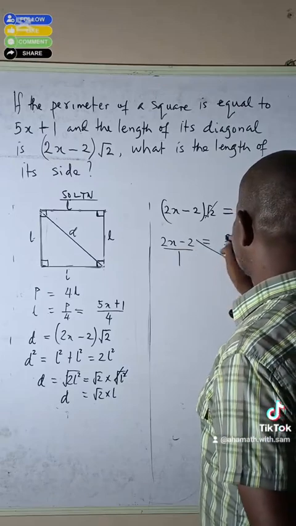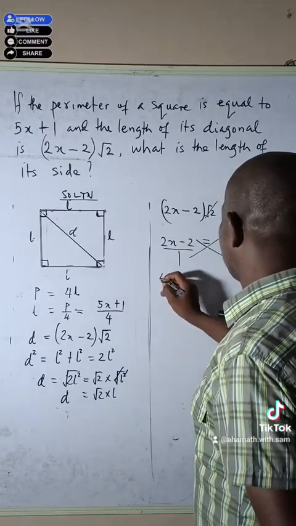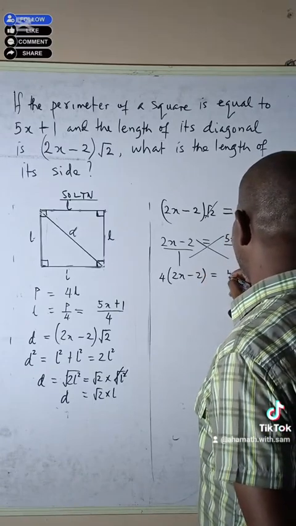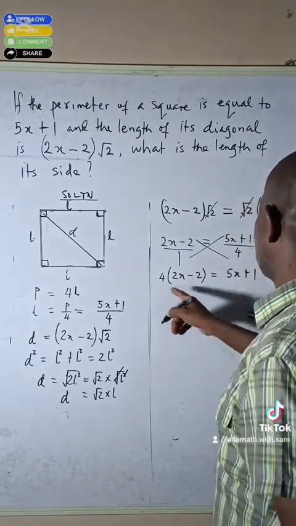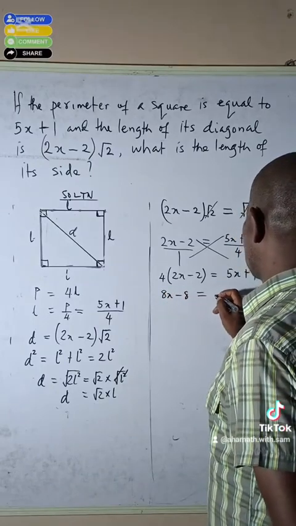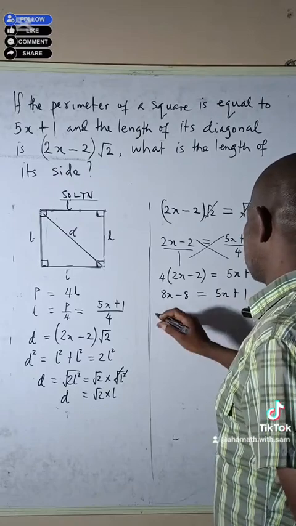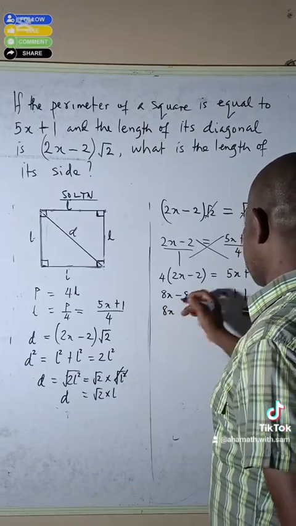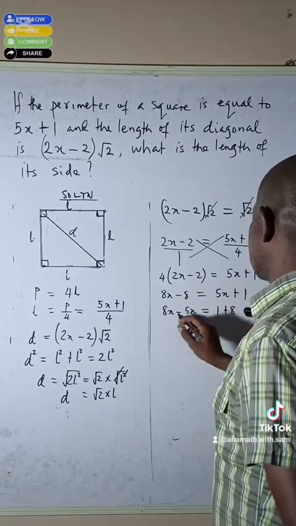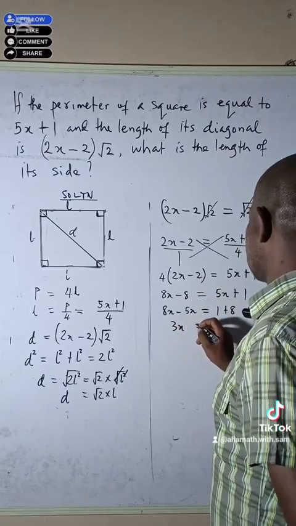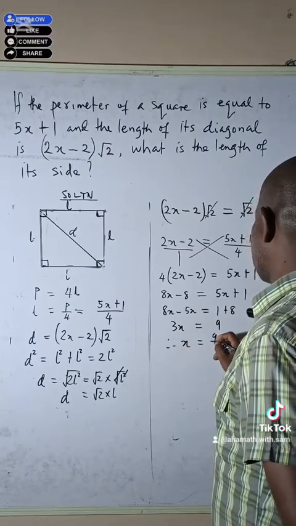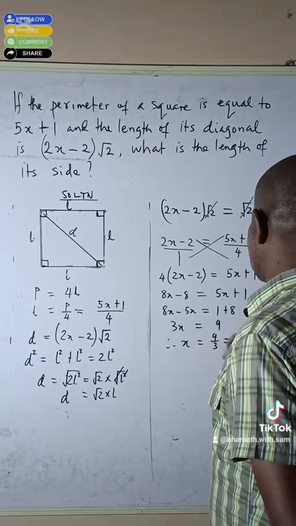We cross multiply this and we will have 4 multiplying (2x - 2) equals 1 multiplying (5x + 1), which still remains that value. We expand the bracket on the left hand side, we have 8x - 8 equals 5x + 1. Collect like terms, we have 8x - 5x equals 1 + 8. This gives 3x equals 9. Therefore, x will be 9 divided by 3, which is 3.